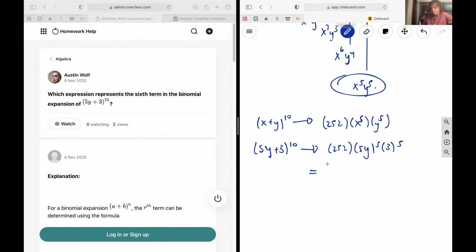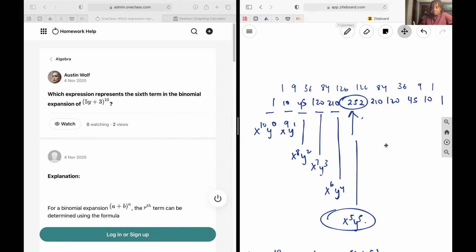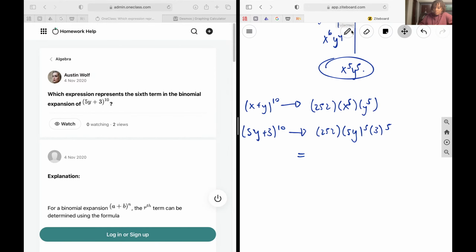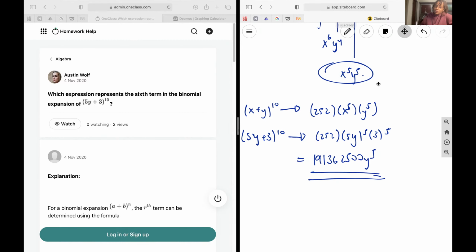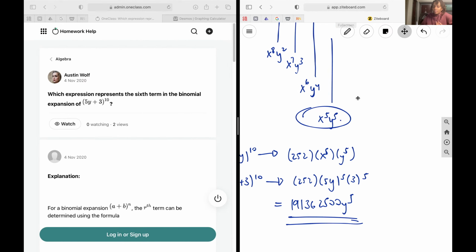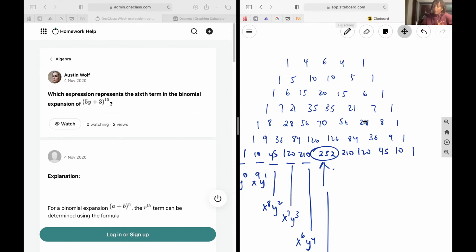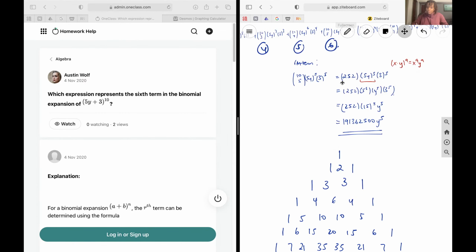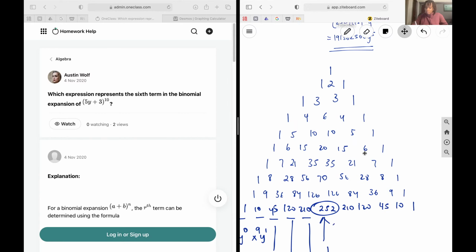And then you're just going to do, if you'll notice, this is exactly the result we had up here. And so this will give you the same 191,362,500 y to the power of 5. That's what it's going to give you. Now, understanding how to use Pascal's triangle is a bit tricky, but once you do, it's easier to use quickly on the back of an envelope when you're trying to just do a calculation really, really quickly and don't want to go through writing out all of them for the binomial theorem.